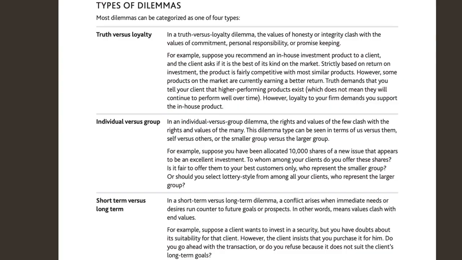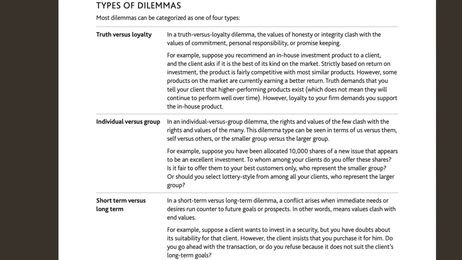And this is explained in detail in these screenshots from the textbook. To expand on truth versus loyalty, in a truth versus loyalty dilemma, the values of honesty or integrity clash with the values of commitment, personal responsibility, or promise keeping.